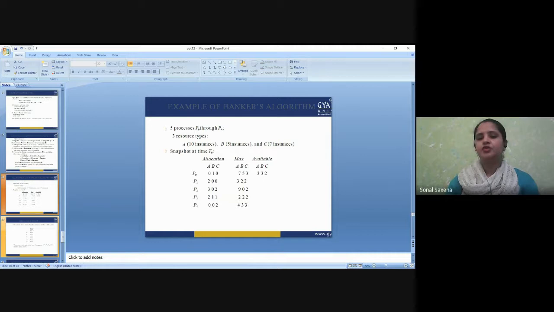Now the maximum matrix shows the total requirement of a particular process. Here you can see the first process, P0, requires a total of 7 instances of A, a total of 5 instances of B, and a total of 3 instances of C. So how can you find out the need? You can find the need by subtracting the allocated resources from the maximum. So it is in need of 7 instances of A at this moment, and it requires 4 instances of B, because one is already allocated to it and it requires 5 in total. So 5 minus 1 is 4, and then it requires 3 instances of C.